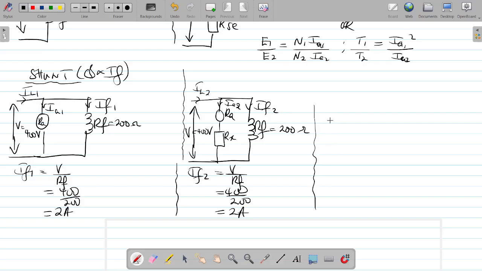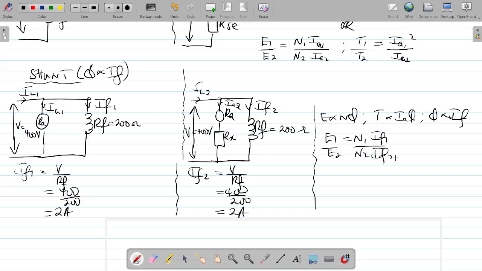You go to your formulas for EMF and torque. EMF is proportional to speed and flux, torque is proportional to armature current and flux, but they said flux is proportional to the field. Now here's what I'm trying to show you related to a shunt circuit. So E1 over E2 equals N1 IF1 over N2 IF2. T1 over T2 equals IA1 IF1 over IA2 IF2.